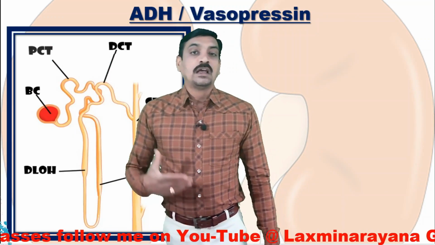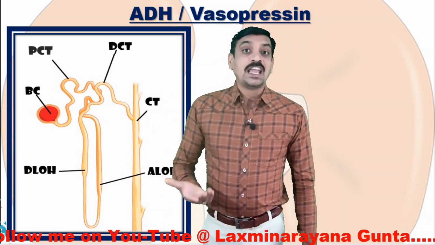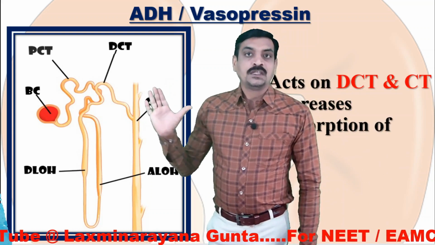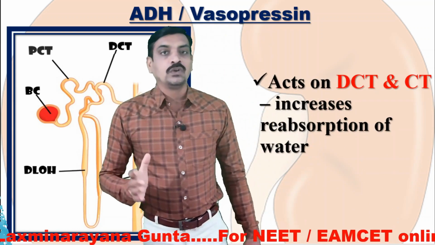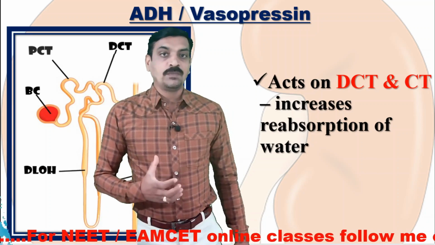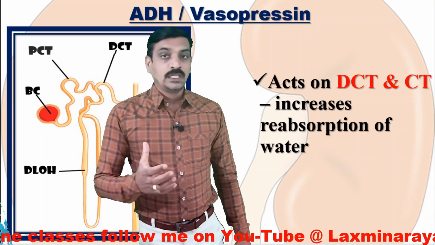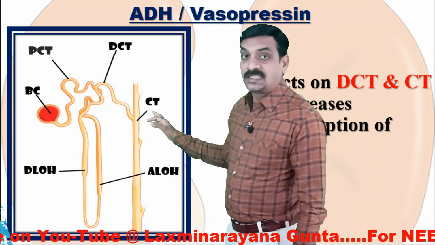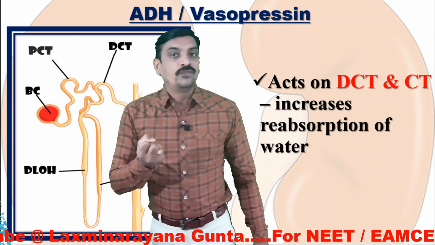That is why the urine we pass out is hypertonic urine, and ADH or vasopressin plays an important role in making the urine a concentrated one. How does it make the urine a concentrated one? It acts on the distal convoluted tubule and the collecting duct for the reabsorption of water.